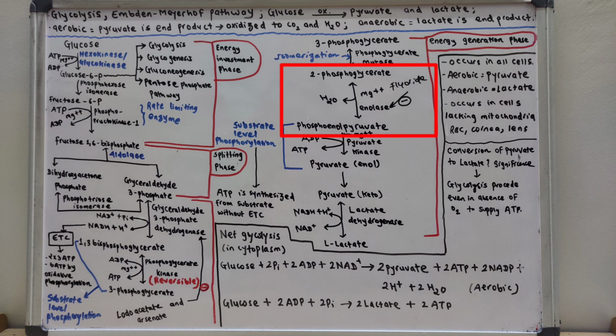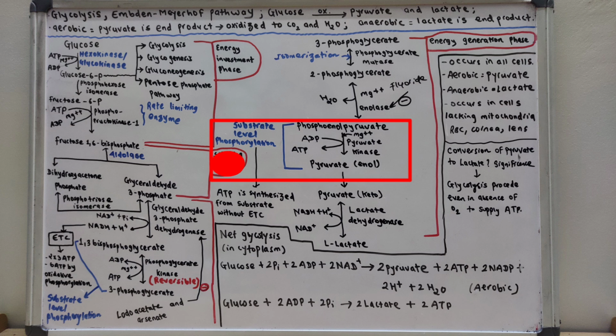The fluoride combines with the magnesium and phosphate to form a complex that binds with active site of enolase and blocks access of the substrate. Thus, the fluoride is an unusual competitive inhibitor. This is one of the applications of the fluoride inhibition in the glycolysis that you should know very well while estimating the blood glucose.